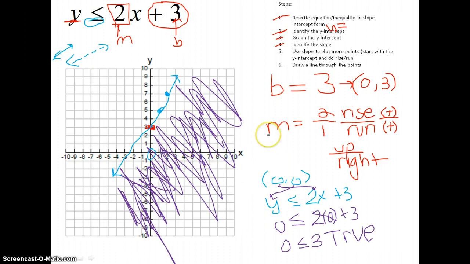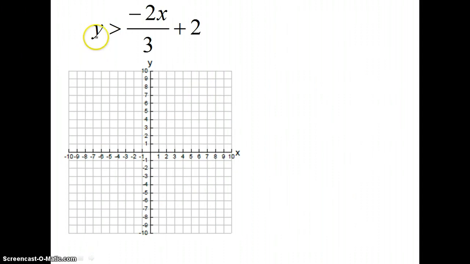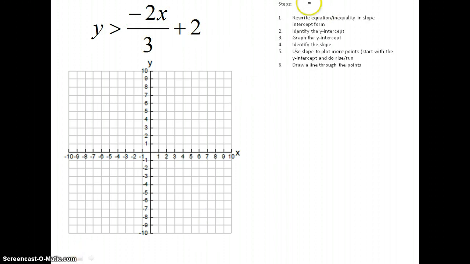Okay? Now let's go to the next one. We have y is greater than negative 2x divided by 3 plus 2. So again, we need to rewrite into slope-intercept form if it's not already. It is, so we can check that one off.